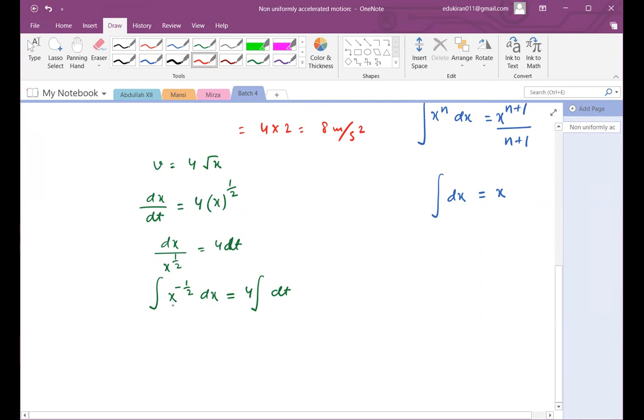In this part, we have x raised to minus half. According to the rule of integration, it will be x raised to minus half plus 1, divided by minus half plus 1, equals 4. Here we have dt, so on integration it will give just t.